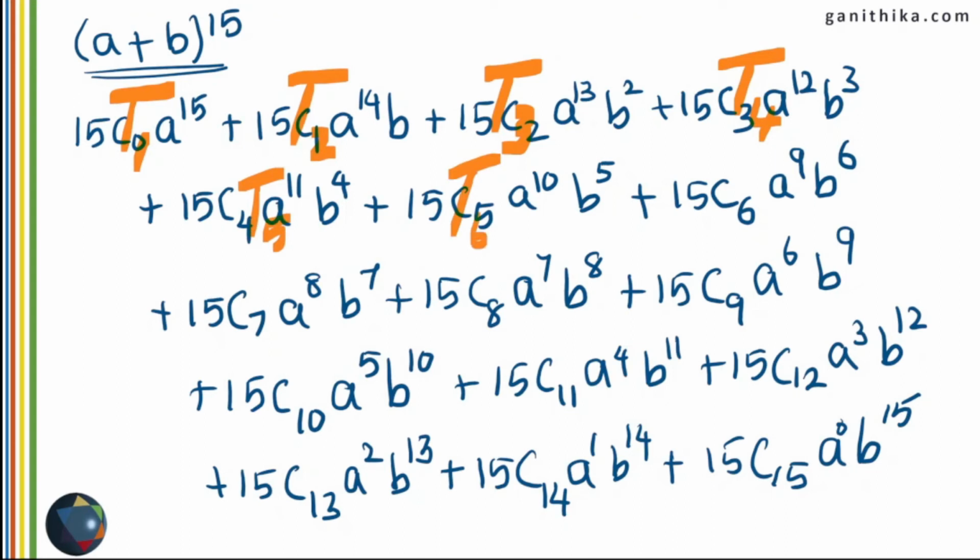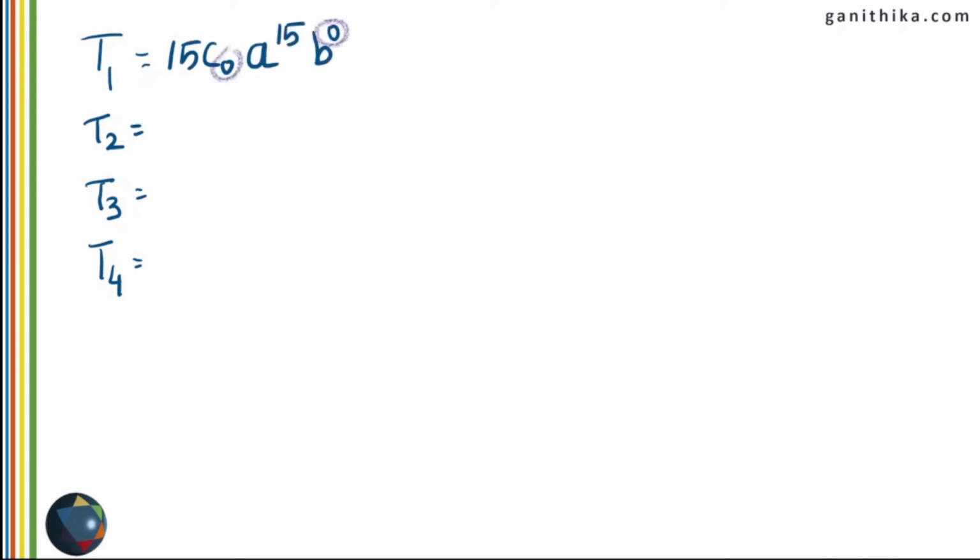And if you keep writing these terms as it is, this will be T13, term 14, term 15, and you know that there are 16 terms in the (a + b)^15 expansion. This is the 16th and last term, which is just b^15. Now let's write the first 4 terms separately. So T1 is 15C0 a^15 b^0. So the zeros match here. In the same way, T2 will be 15C1 a^14 b^1.